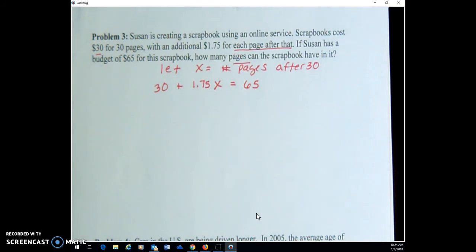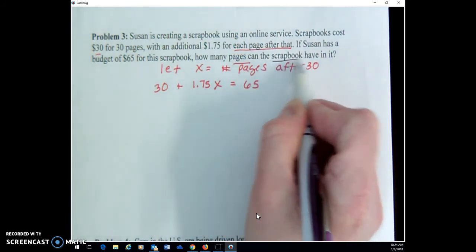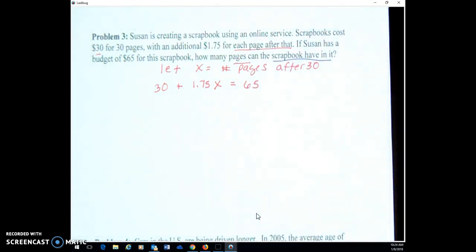So once you figure this answer out for X, that's not the final thing. You have to then add that to your 30 because you want to know how much for the total scrapbook. So I'll leave that for you to finish.